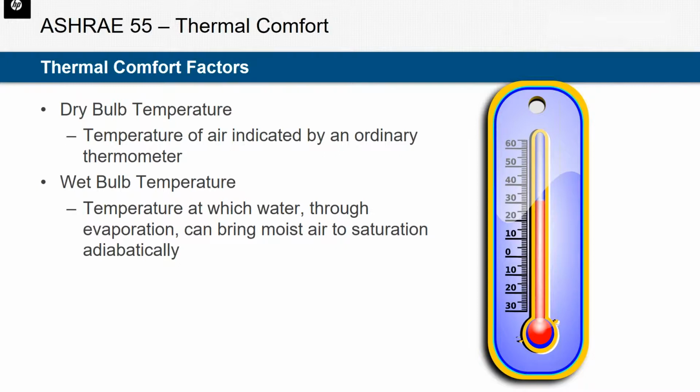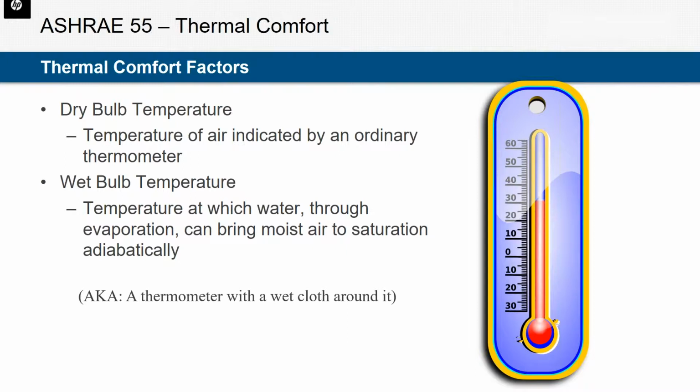Now, wet bulb temperature can get a little more confusing. If you Google wet bulb temperature, you'll get a definition similar to what's shown here on the screen. It's the temperature through evaporation that can bring moist air to saturation adiabatically. That is technically true, but it's like, okay, what does that mean? I think I know most of these words, but put them together, it's kind of confusing. And really, it's just a thermometer. It's technically a dry bulb thermometer with a wet cloth around it.